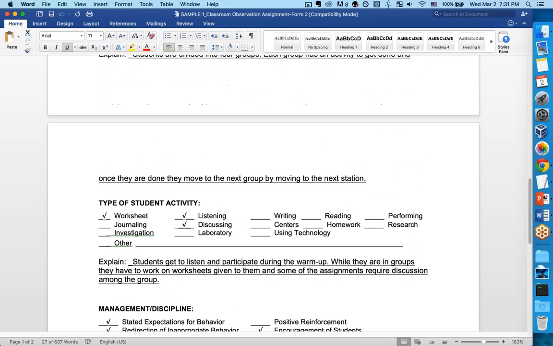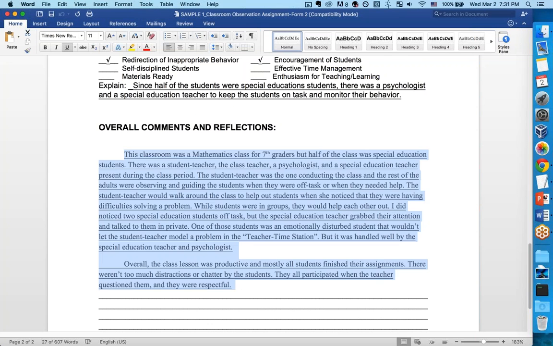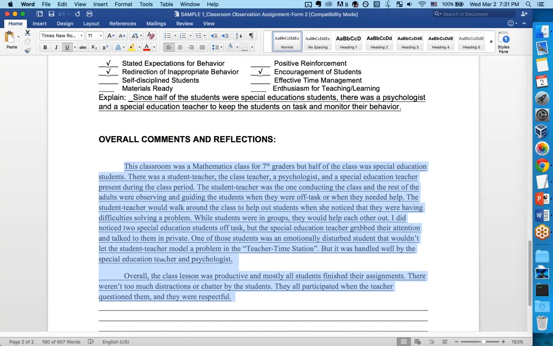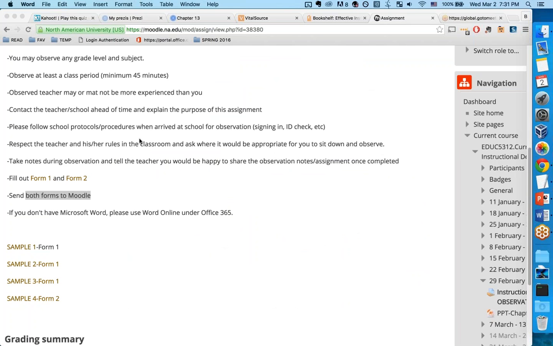So if you scroll down, you're gonna see overall comment and reflection. All right, so I need something similar from you for this assignment. Now, with undergrad students, we're meeting tomorrow in the class and we're gonna go over this assignment, and I'm arranging your observation times and schools. So I am already in touch with several principals, and I will be making sure that you will be observing teachers in high school and elementary school setting. So we'll talk about this in detail.